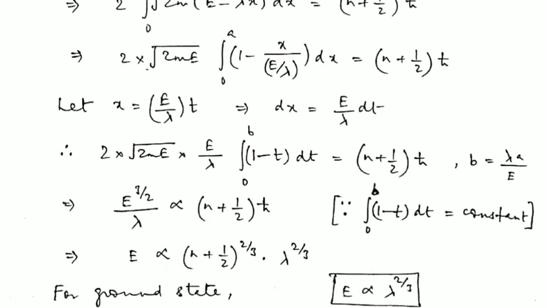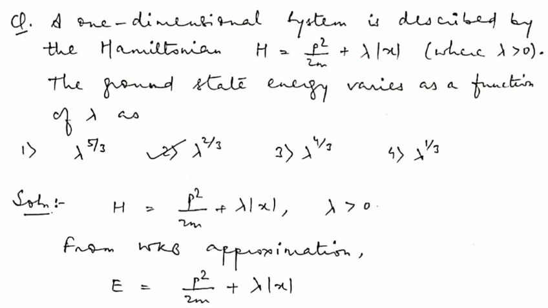Therefore, finally, we can write E is proportional to n plus half to the power 2 by 3 into lambda to the power 2 by 3. Okay, this is the dependence of E with n and lambda. Now the question is asking us to calculate the dependence of the ground state energy with lambda. For the ground state, you can just take n to be 0, and therefore E is proportional to lambda to the power 2 by 3. Okay, therefore the correct option for this question has to be option 2. E is proportional to lambda to the power 2 by 3. So thank you for watching the video.